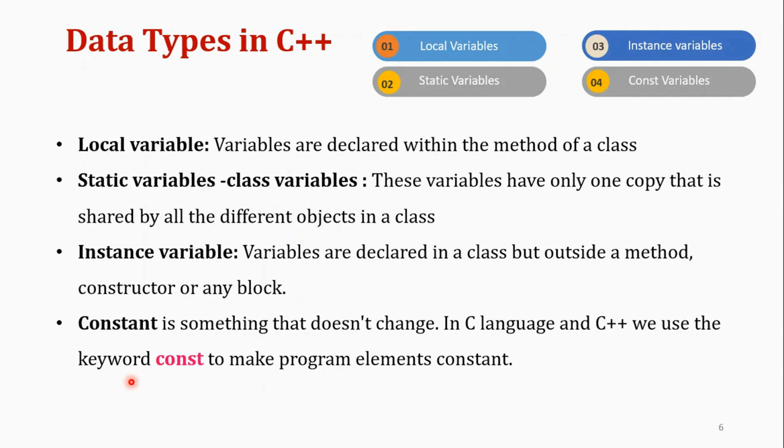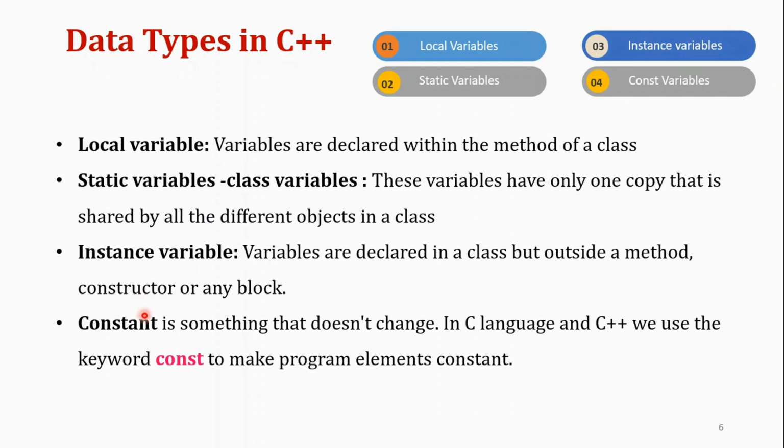Moving on to the data types in C++, based on scope we have local variables, static or class variables, and instance variables. Let us see them one by one. A local variable is declared within a method or function of a class, and its scope is within the method. Static or class variables have only one copy that is shared by all the objects of the class. Instance variables are variables declared in a class but outside the method. That is the instance variable, or we can call it an object variable.